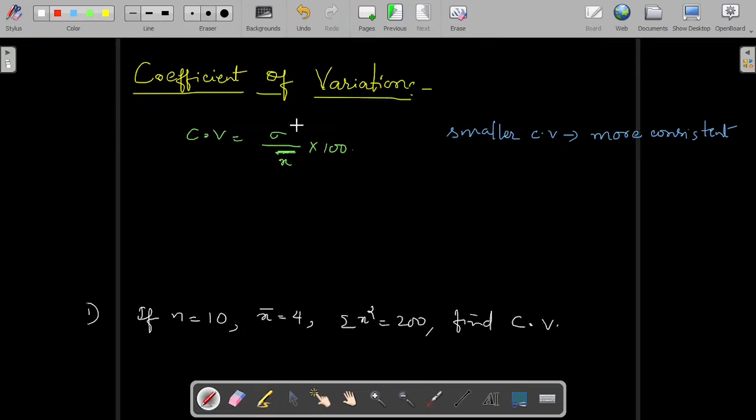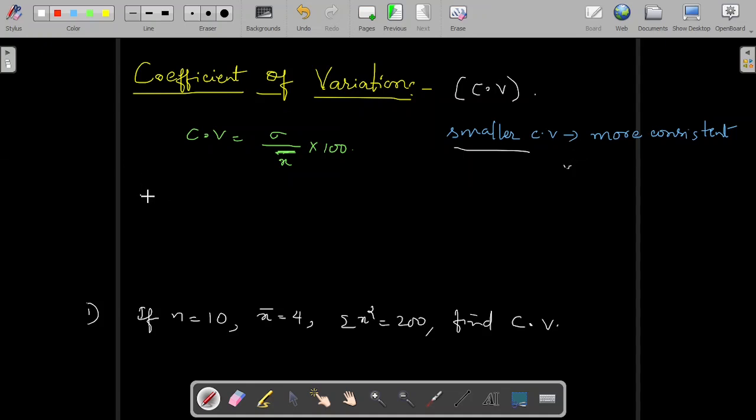Now about coefficient of variation, which is also called CV. This is a relative measure of variability. If we are comparing two different data series, then we use coefficient of variation. That is, to compare two series, we need CV. CV is given by the formula sigma by x bar into 100. Sigma is the standard deviation, x bar is the mean. If a data series has a smaller CV, then that series is more consistent than the other. A data series with the higher CV is less consistent.